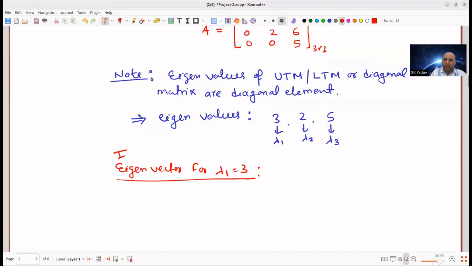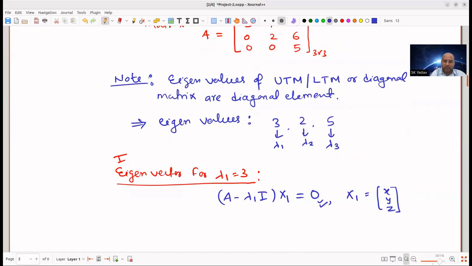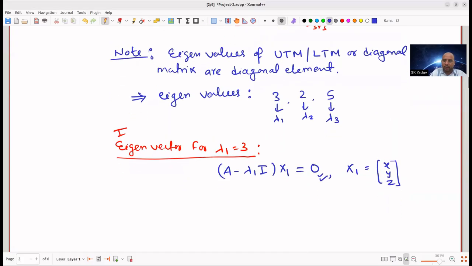So you remember how to find the eigenvector of a matrix here? We have to solve the system (A minus lambda 1 I) x1 equal to 0 matrix. Here x1 you can write as x1, x2, x3, or you can write as x, y, z. 0 is the 0 matrix here.